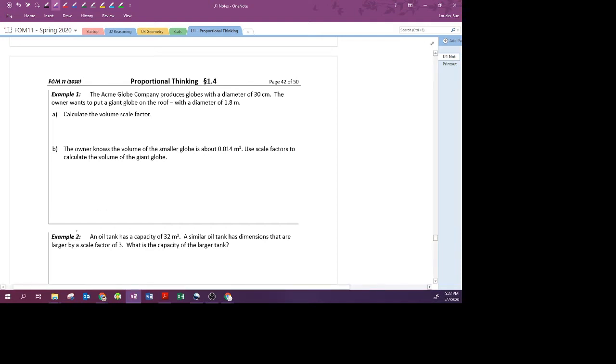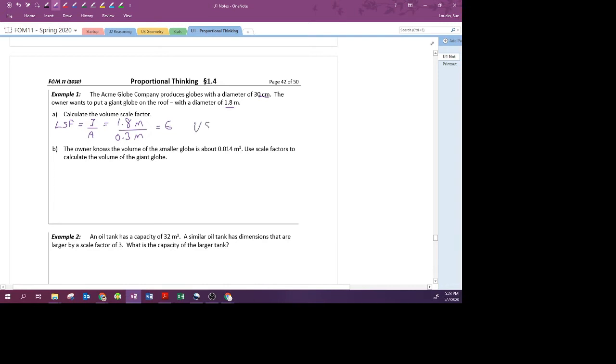So both of these numbers that we have been given are linear. It's centimeters and meters. There's no cubed or squared or anything. So these are linear dimensions we've been given. So the linear scale factor is image over actual. And we do have to make sure they're in the same units. So I'm going to convert them both to meters. So that's 1.8 meters over 0.3 meters, which equals 6.